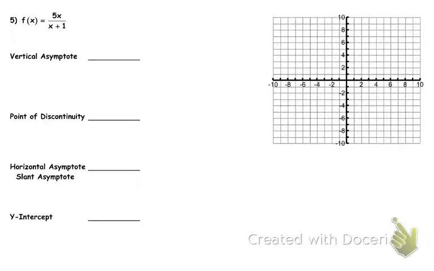This video is going to explain how to do number 5 from your Graphing Rational Functions worksheet. So to start, we want to see if we can factor. 5x and x plus 1 are both already factored, so we don't have any factoring to do, which also means that we don't have any factors that cancel.